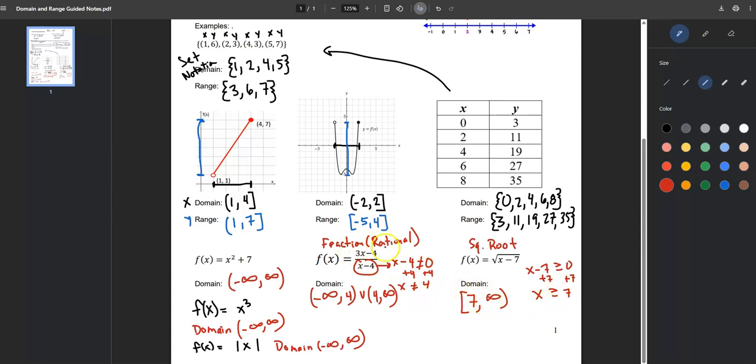Okay? For the rationals, take what's underneath, it cannot equal 0, find out what that is, and then you just go from negative infinity to that number, and that number to infinity. And that's how that works every single time. And then anything that's not those two is just from negative infinity to positive infinity.